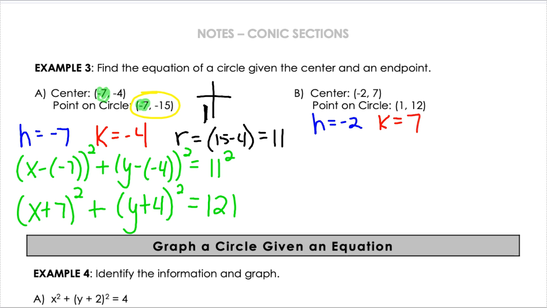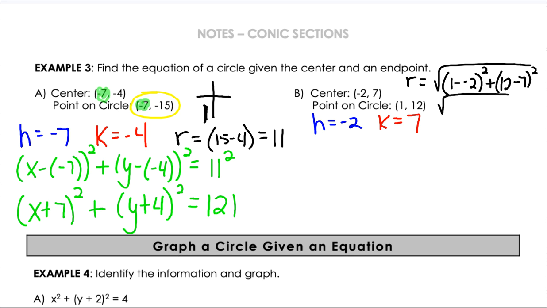But this time, when I look at my point that they gave me, it doesn't line up with the center at all. So when I have 2 points that aren't vertical or horizontal from each other, and I have to figure out how far apart they are to find my radius, I'm going to have to do the Pythagorean theorem. So I am going to set up my radius by saying it's the square root of the distance between my x's, so 1 minus negative 2 squared, plus the distance between my y's squared, so that would be 12 minus 7 squared.